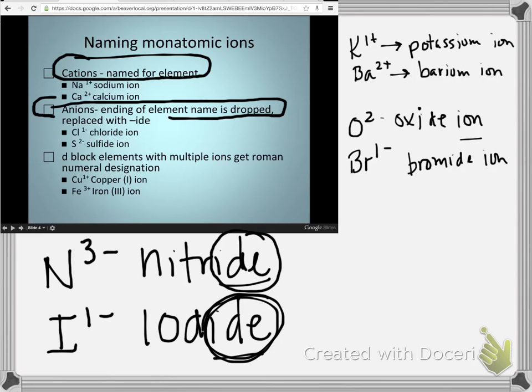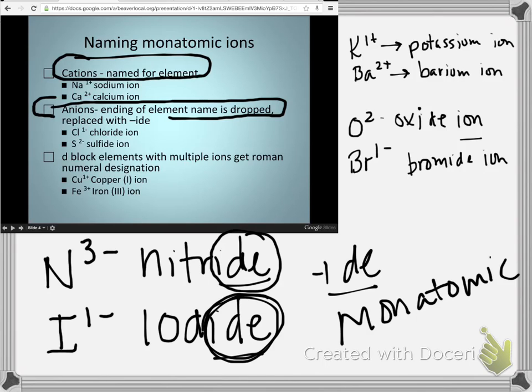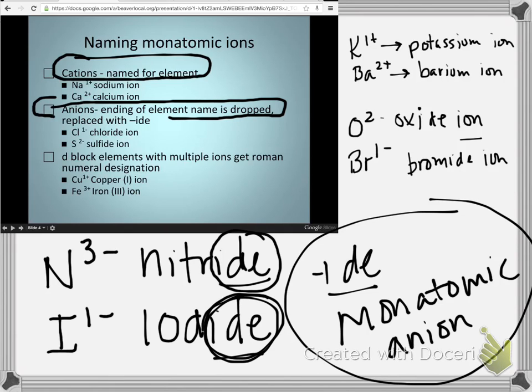When you see IDE, this is a monatomic anion. Okay? So, an IDE ending only goes with a, I can't even spell monatomic. Monatomic. That's right, we dropped the O. Monatomic anion. Those things go together like peanut butter and jelly.